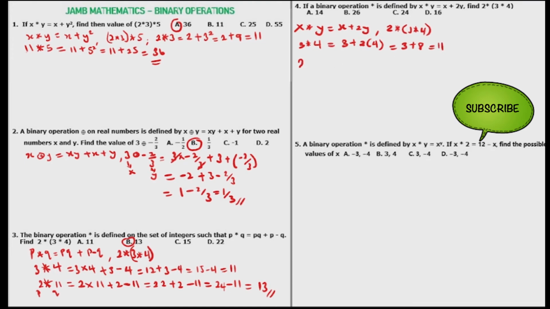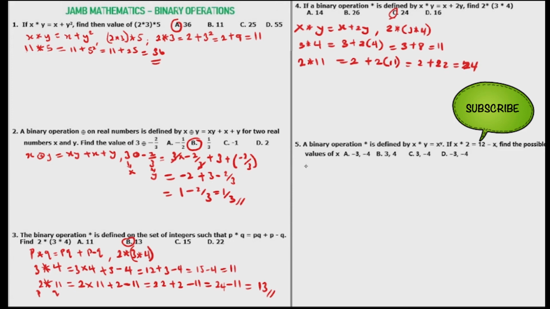Now it will be 2 asterisk the bracket, which is 11. That gives us 2 plus 2 into bracket 11. Don't forget the definition here: our x is 2 and our y now is 11. So we have 2 plus 2 times 11, which is 22. 22 plus 2 gives us 24. So the answer here is 24, option C. So that's that about question number 4.